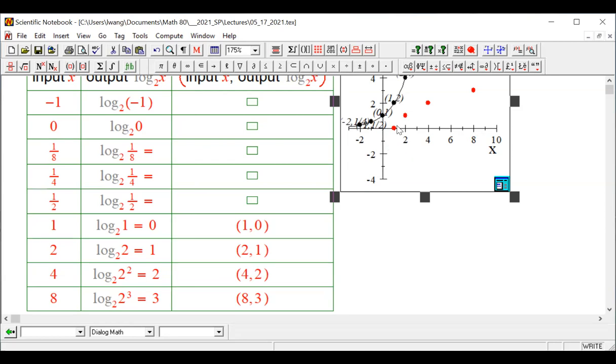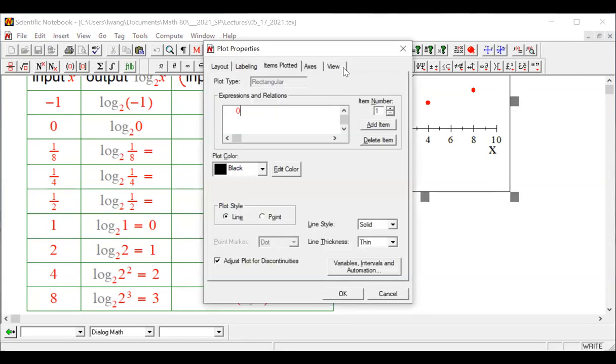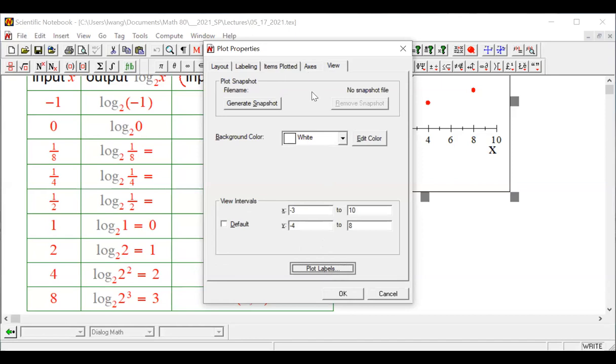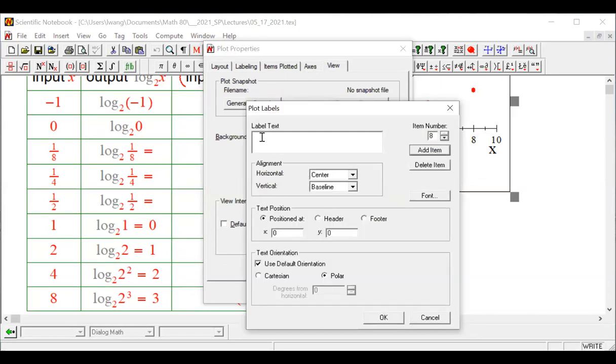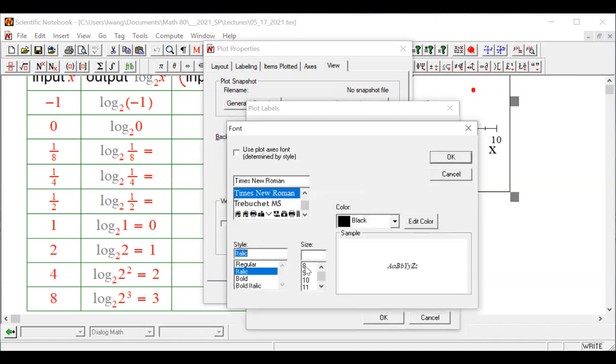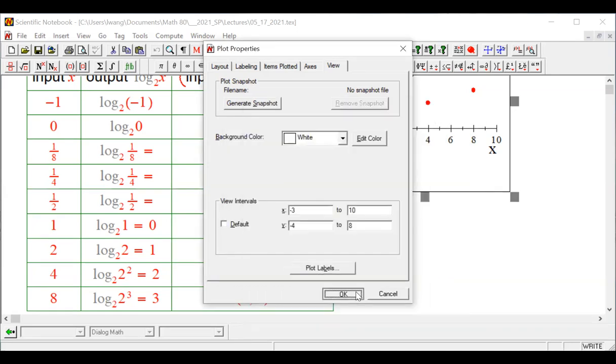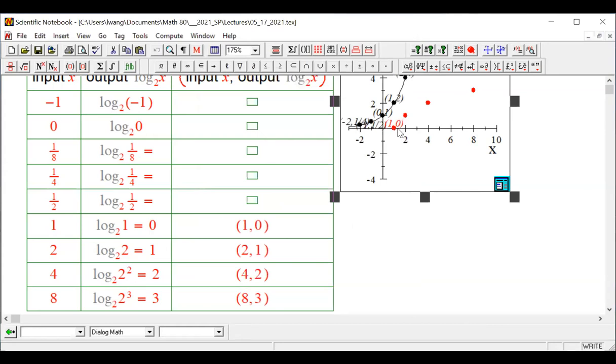The first red dot is 1, 0. So it's 1, 0. I'm going to put it as 1, 0. I'm going to use the red color. Hopefully that will help. Let's see the position. 1, 0.